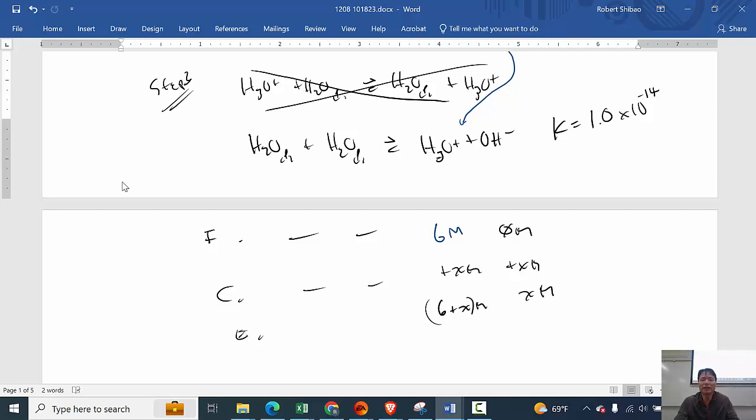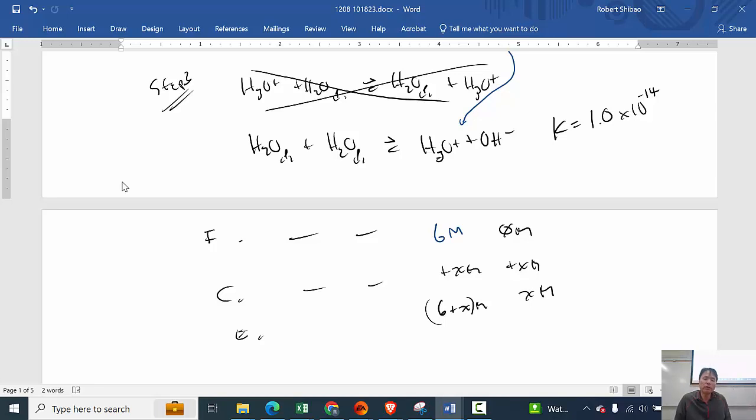So we don't expect x to be very significant compared to 6. 6 molar, it's already fairly concentrated. And we don't expect x to be a very big change. Why? Well, there are two reasons. One is the K value. Look at that K value. The K value tells me it's all reactant. And two, 6 molar is already fairly high concentration.